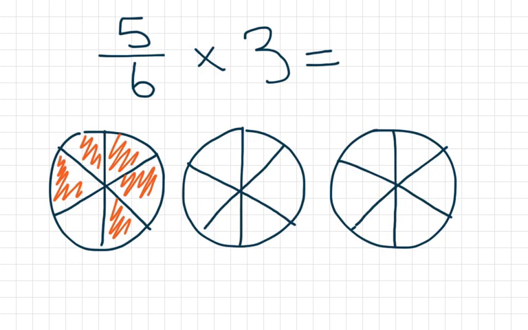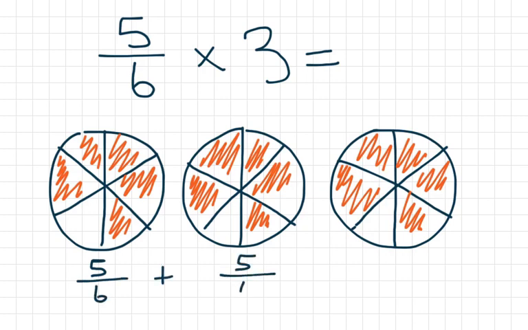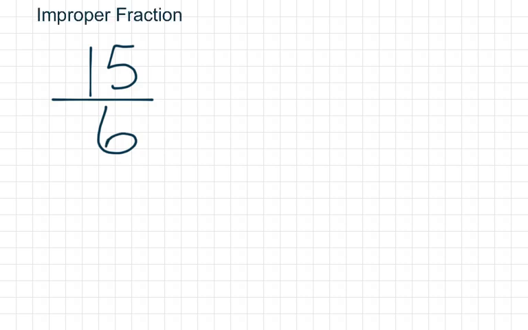5/6, 5/6, and 5/6. 5/6 plus 5/6 plus 5/6 equals 15/6. We know that 15/6 is an improper fraction. So now we want to change this improper fraction to a mixed number.